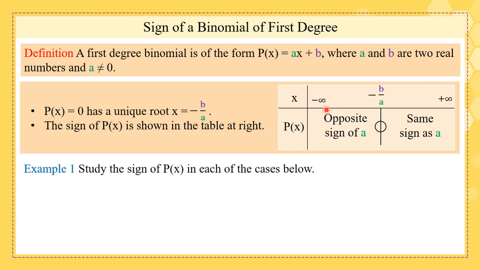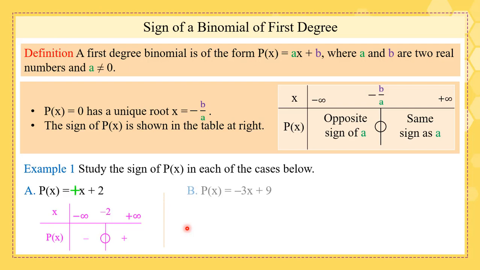Let's take some examples. We need to study the sign of p of x in each of the cases. This is the first case, so remember, first we have to find the root and then we draw the sign table. Now the root in this case is, if x plus 2 is 0, x would be negative 2. So this is the root. And then to fill in the signs, we have to look at the sign of a. And the sign of a in this case is positive, as you see.